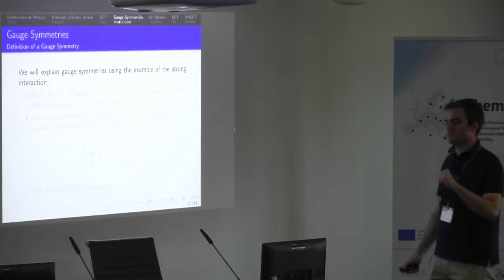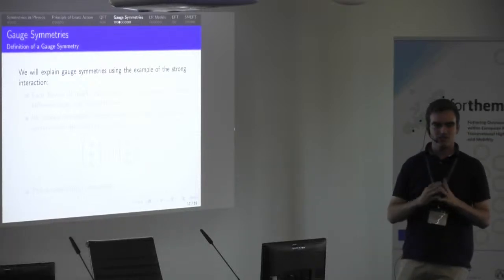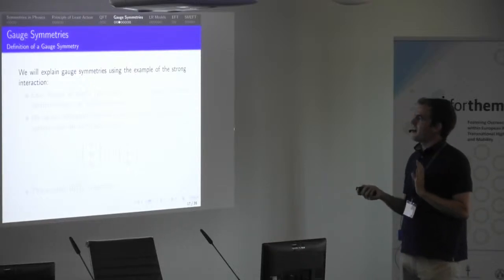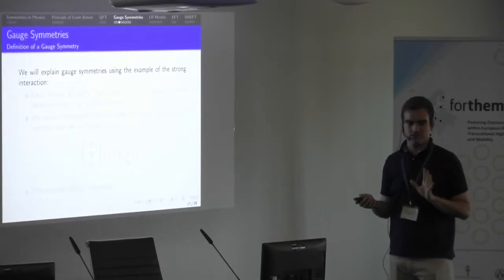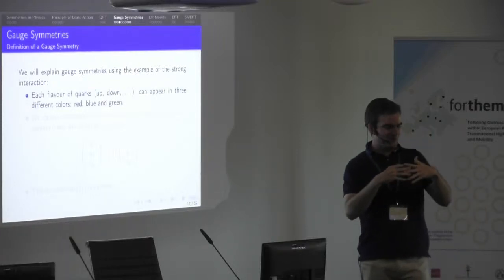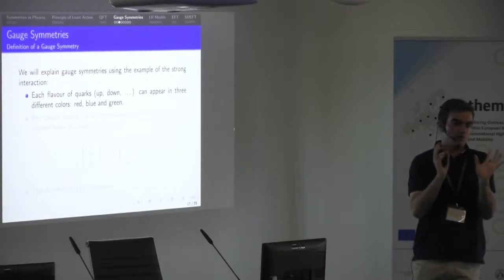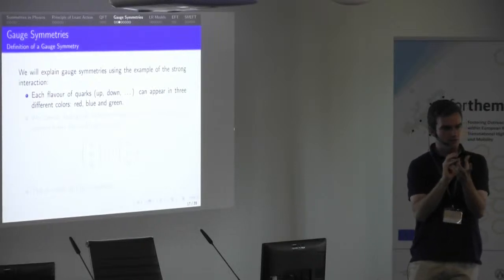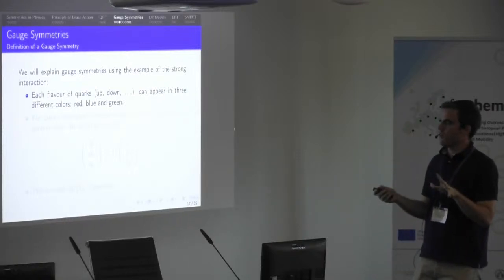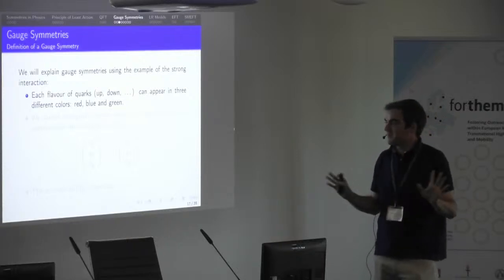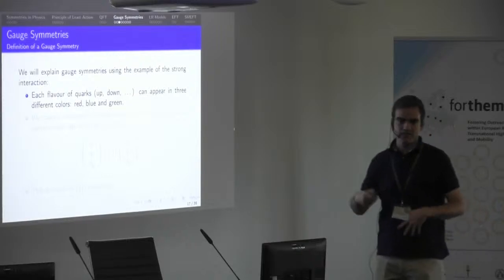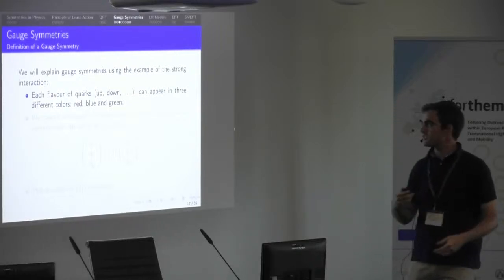Okay, so I will try to explain what is a gauge symmetry using a simple example. I will use the strong interaction. Probably you know that, indeed, protons and neutrons are made out of quarks. Quarks are the elementary particles that feel the strong force. There are several types of quarks called flavors. I don't know why, just flavors. Up quark, down quark, strange quark. They have different masses and different charges.